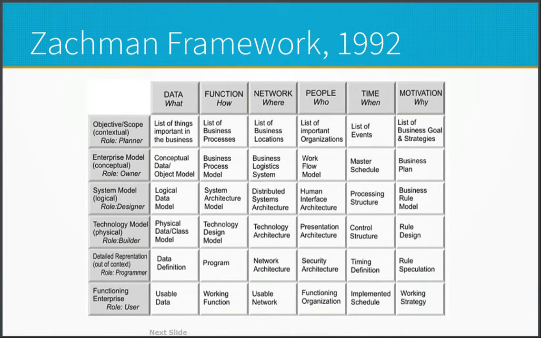Here you can see the evolution of the framework from 1987 to 1992. The most obvious change is the addition of the scope perspective of the planner. Zachman and his co-author John Sowa also added the detailed representative perspective. This allowed the who, why, and when columns to be brought into the public view of the framework. This closely resembles the current Zachman framework that is still used today.